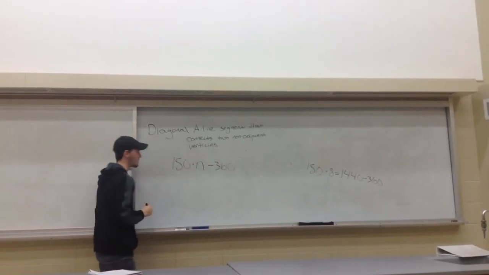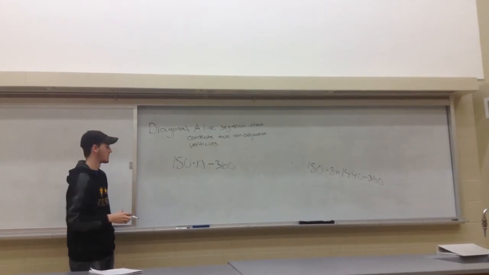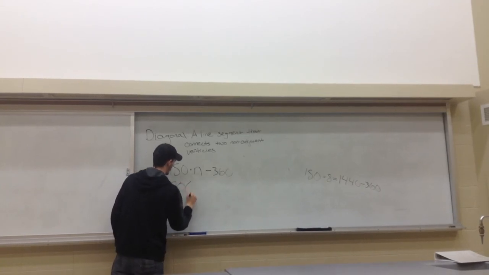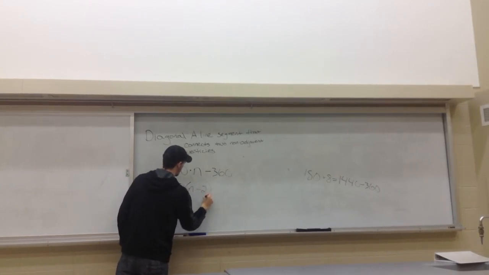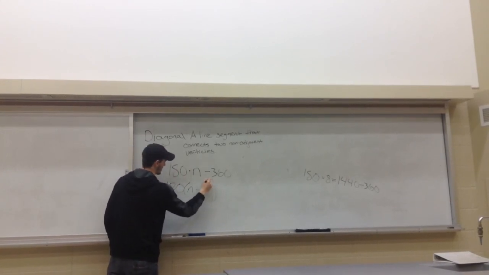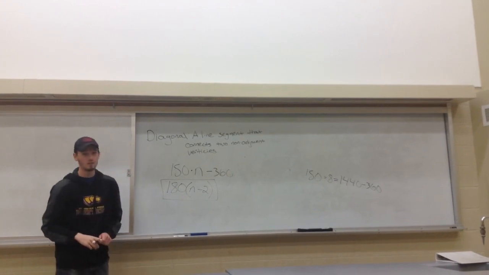So we can use that equation to find the sum of the interior angles of any polygon, and if you simplify it, it comes out to be 180 times n minus 2. Both of these equal the same thing, so for any polygon, you can find the sum of the interior angles with that. Are there any questions?